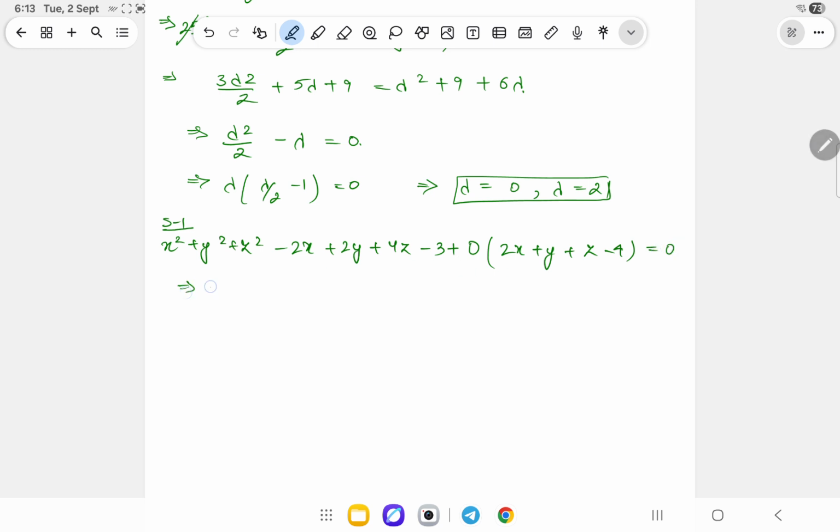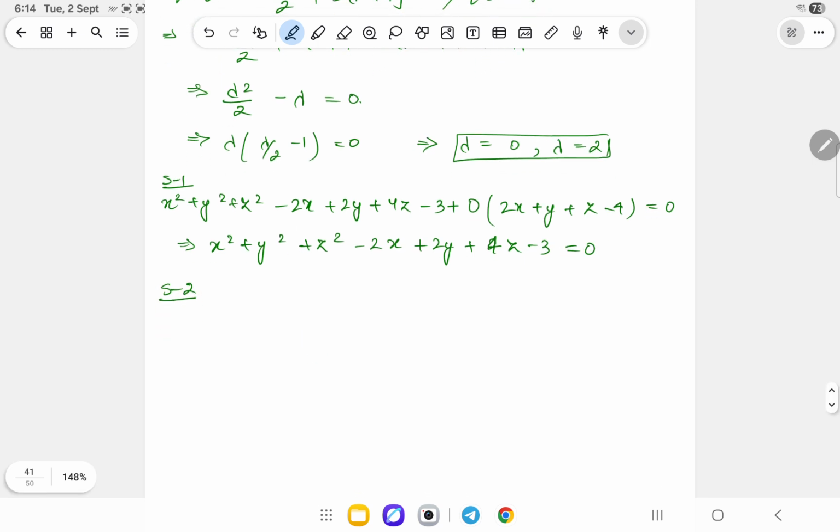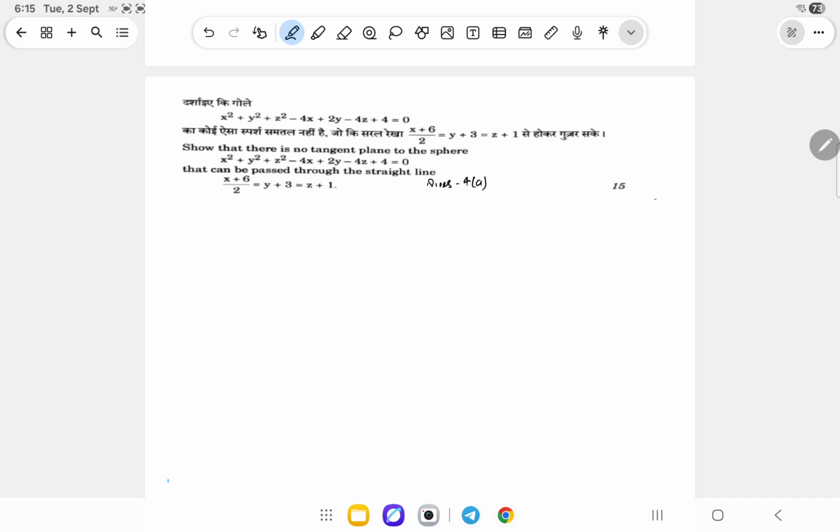So the required equation of sphere S1 is x square plus y square plus z square minus 2x plus 2y plus 4z minus 3 equals to 0, and another equation of sphere, let's name it as S2. So that would be x square plus y square plus z square minus 2x plus 2y plus 4z minus 3 plus 2 into 2x plus y plus z minus 4 equals to 0. So these are the two equations of spheres that I'll get. So let's see the last question.